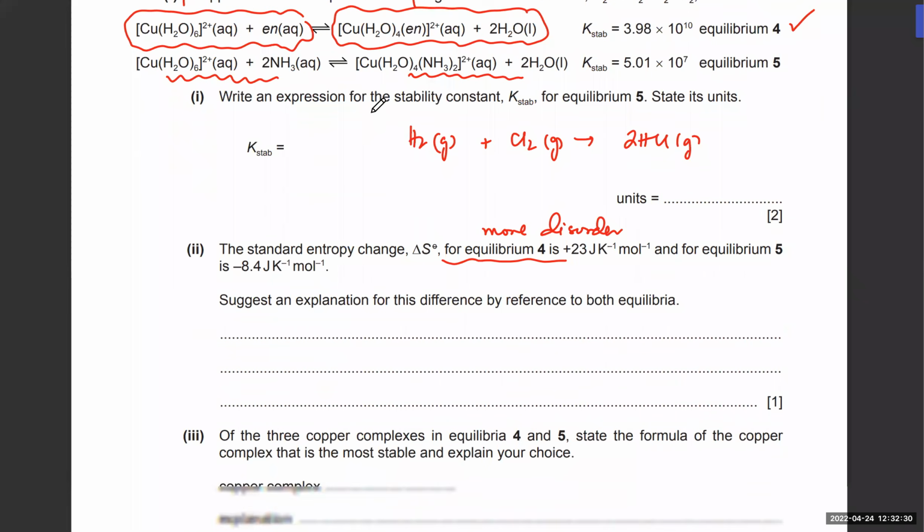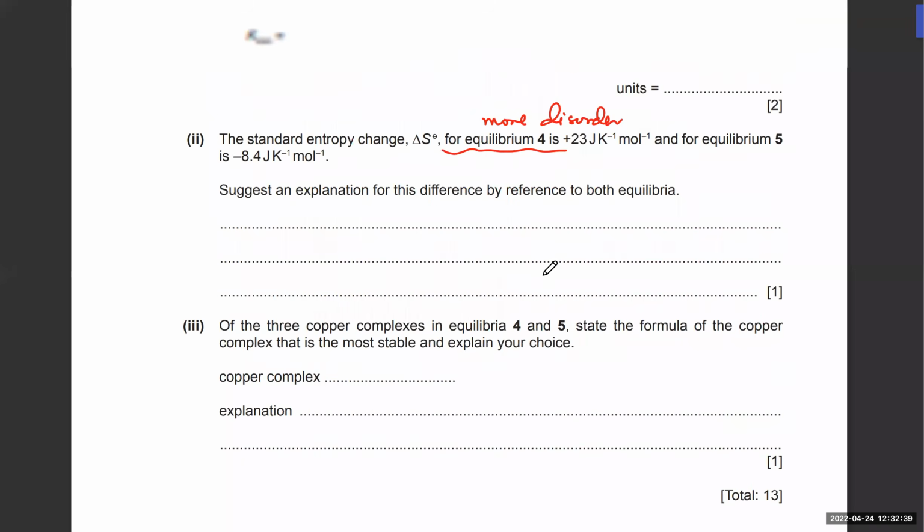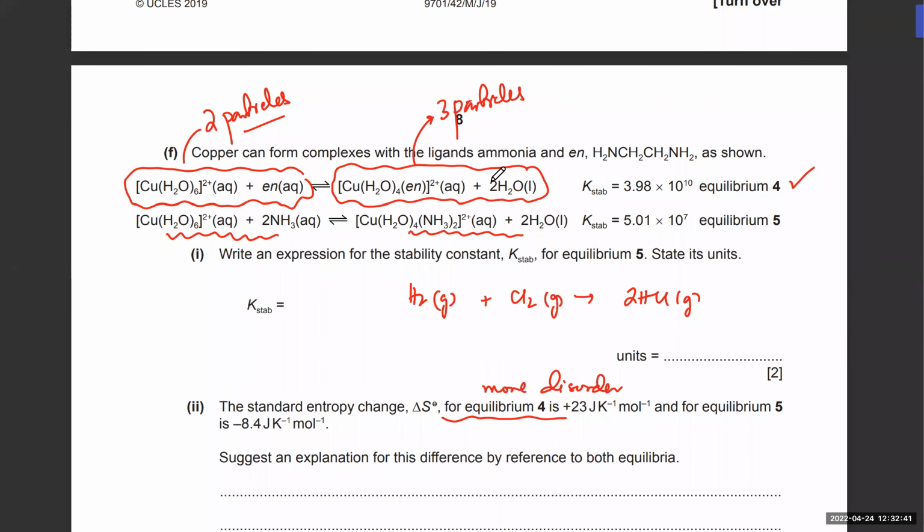अच्छा और कौन सा? इसका third part ये वाला. So of the 3 copper complexes, 4 and 5, state the formula of the copper complex that is more stable and explain your choice. The greater value of K stability, so it's this one.